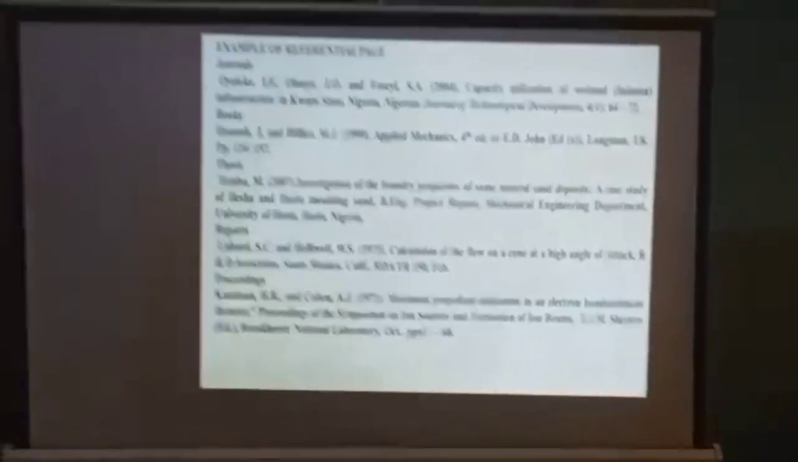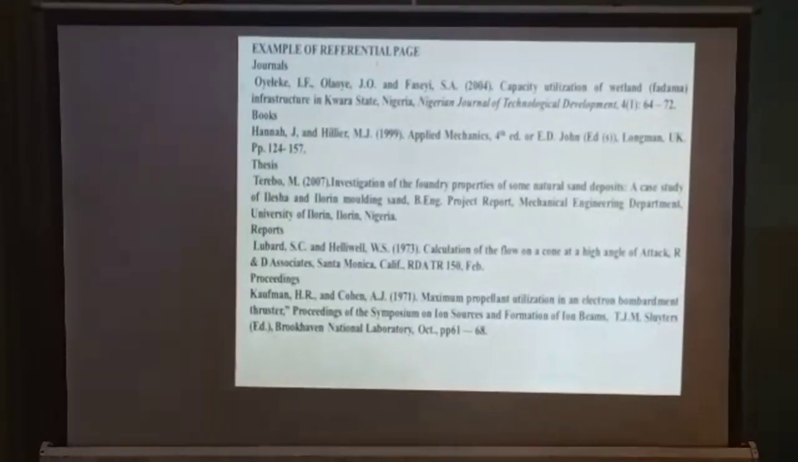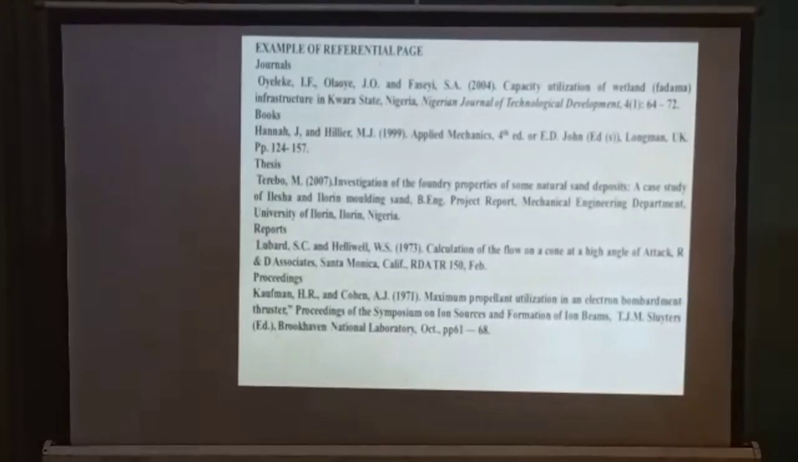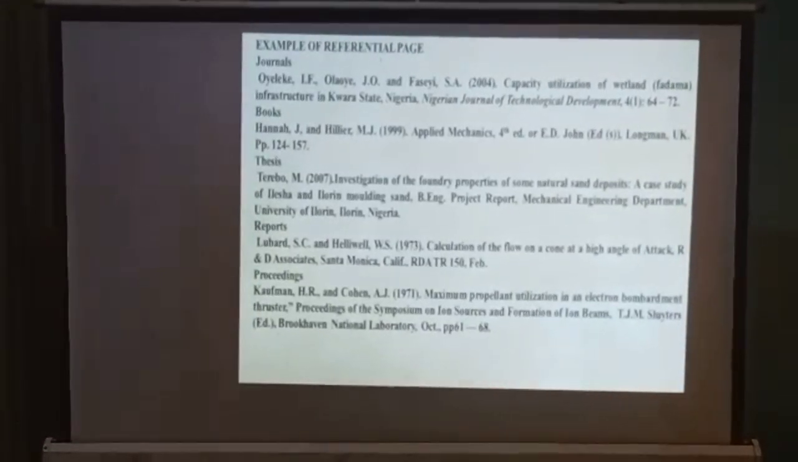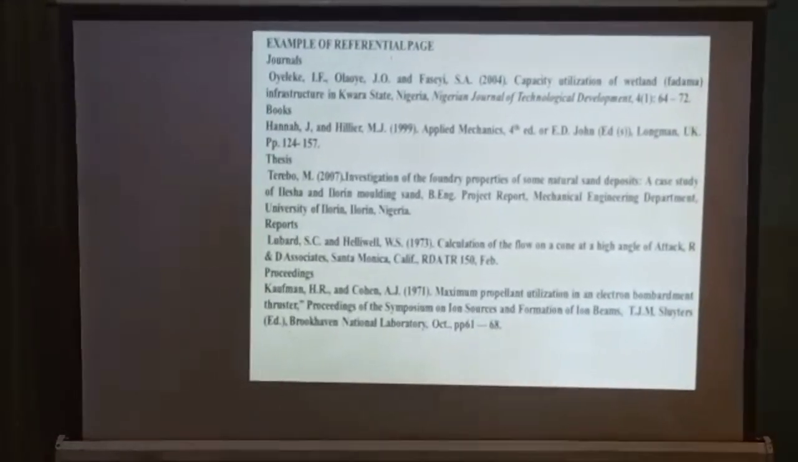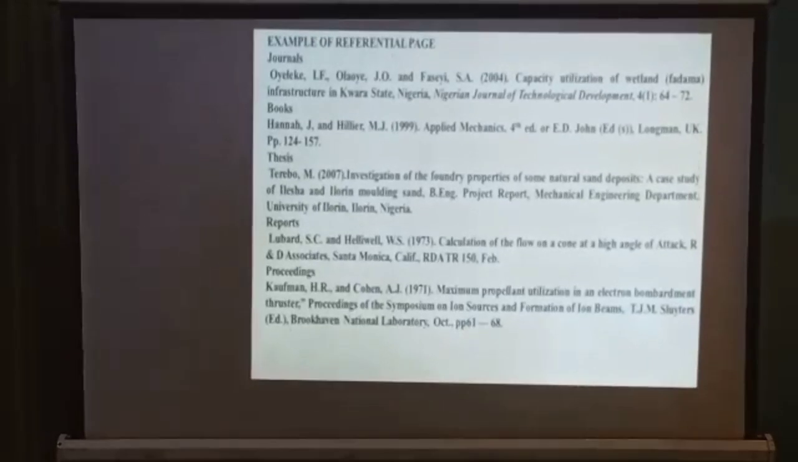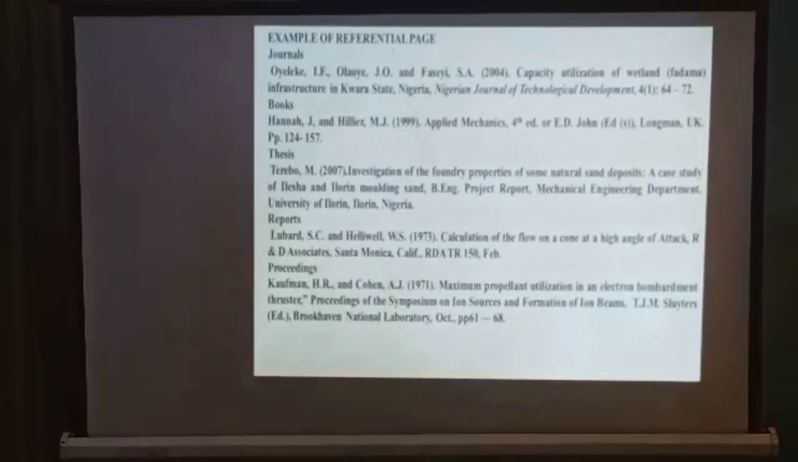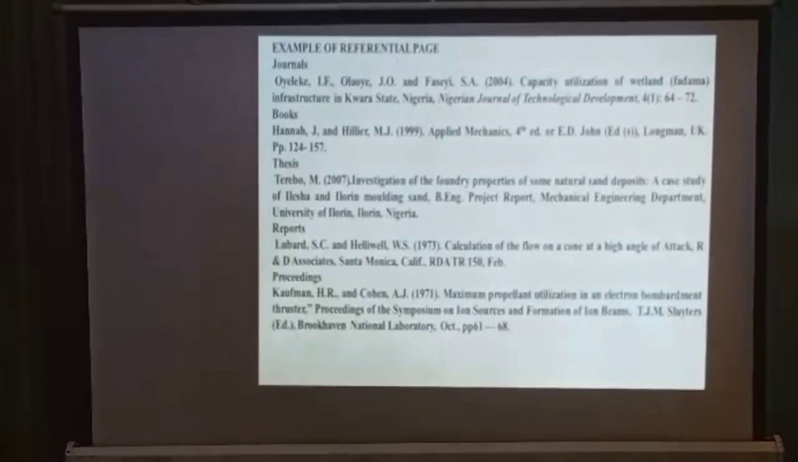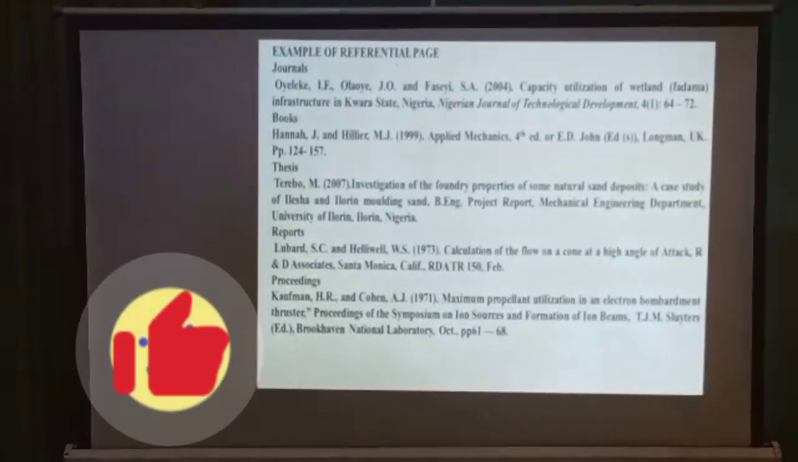So the reference is alphabetical. A will come before B, B will come before C, C will come before D. If you have two A's, maybe AB and AC, AB will come before AC, in that order.